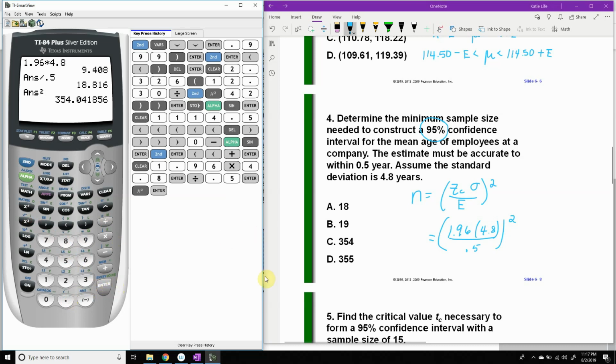So I can't ask 0.041856 of a person, so I always want to round up to the next nearest whole number. In this case, that would be 355 people. It's going to be my minimum sample size.